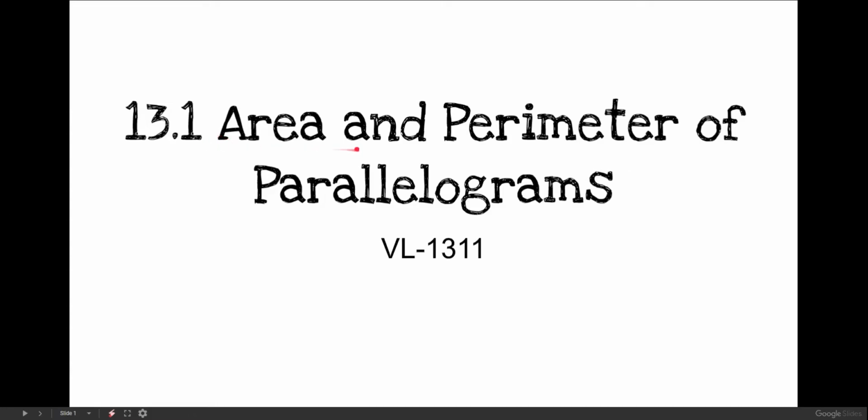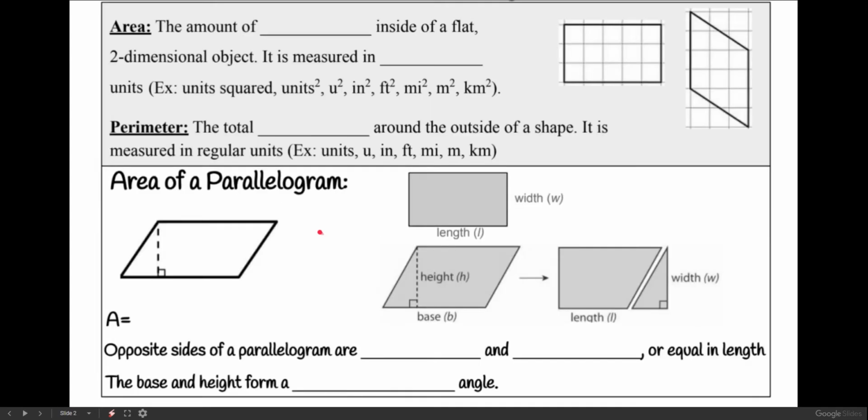In this video, we are going to explore the area and perimeter of parallelograms. Let's begin. Before we do some area of parallelogram problems, let's review what area and perimeter are. Area is just the amount of space inside of a flat two-dimensional object.